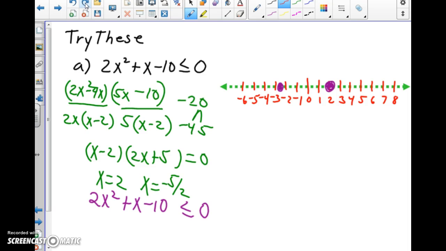What's 2 times 0 squared? 0. What's 0 times 2? 0. Plus 0 minus 10. What's 0 plus 0 minus 10? -10. Is -10 less than or equal to 0? Yes, it is, right? So that means would you shade to the left or to the right? To the left, right? But you see what happens?